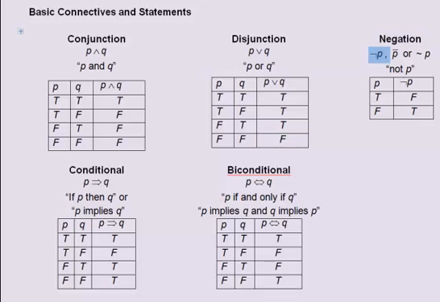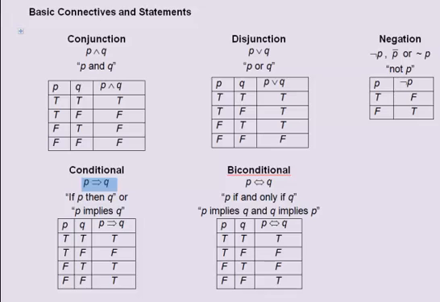Negation. This symbol, or this symbol, or this symbol. Said, not P. P true, not P false. P false, not P true.